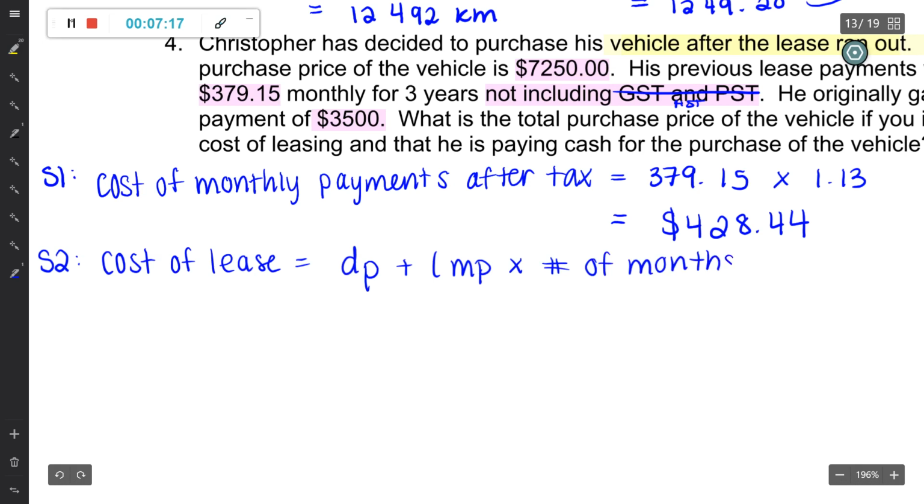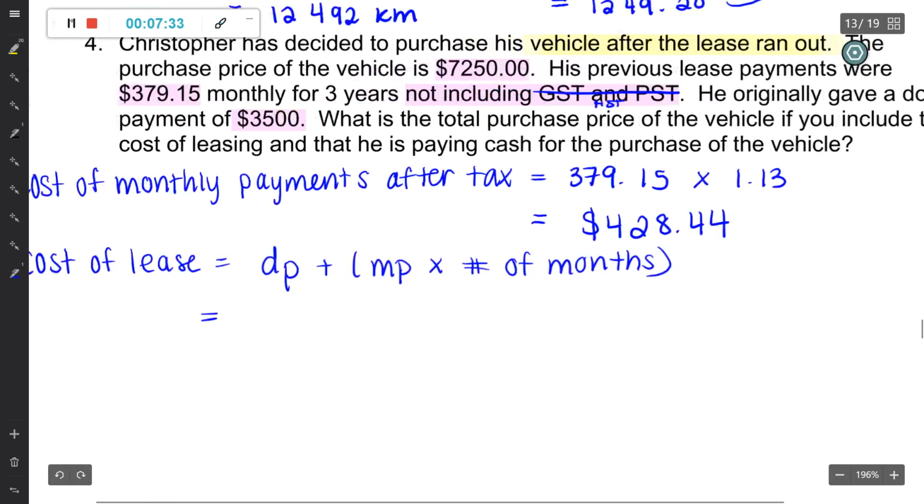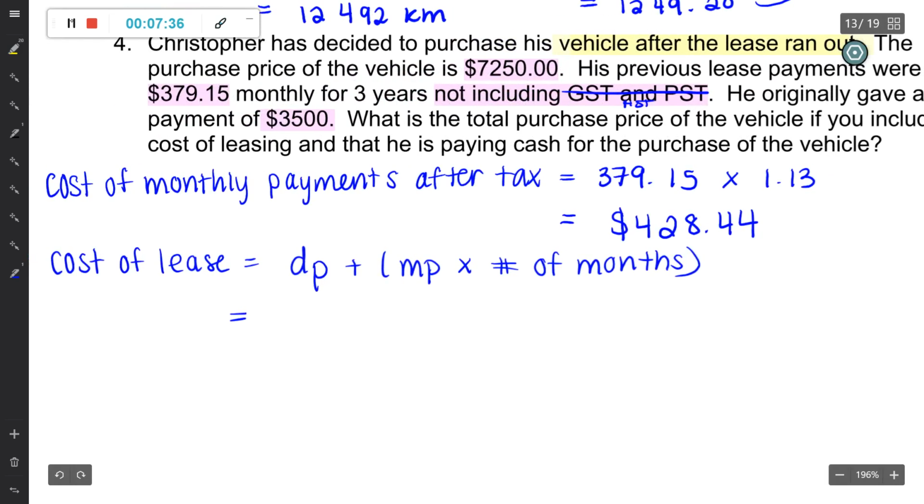Since he's buying the car, we don't need to worry about the security deposit. They will give it back, and just include it in the cost of the vehicle. And we don't need to worry about surcharges because we're buying the car in the first place, so it doesn't really matter. Okay, so what was my down payment? I'm going to go back and look. It says he gave an original down payment of $3,500, so I'm going to put that in.